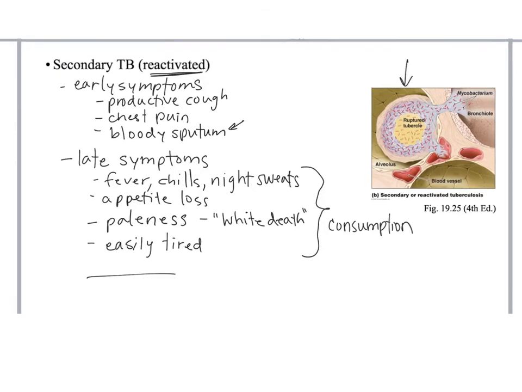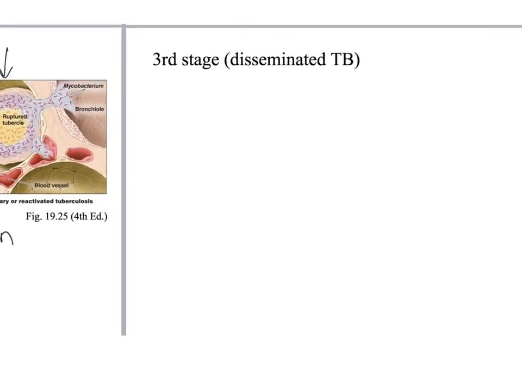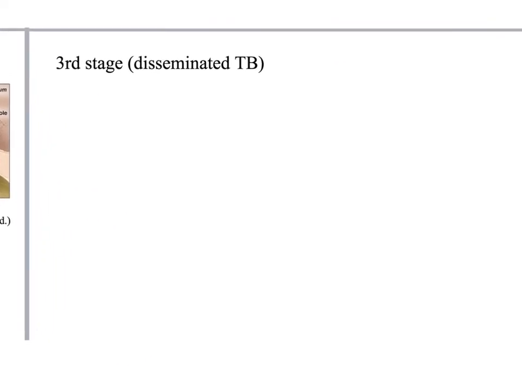So at some point that progresses into what we would consider third stage TB, or disseminated. So it's carried around the entire body by those macrophages via blood and lymph. Okay, so when those bacilli are all around the body, you're going to see signs and symptoms affecting many different organs.